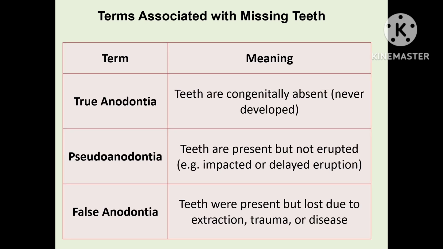Now, based on the cause, missing teeth can be true anodontia, pseudo anodontia, or false anodontia. True anodontia is where the teeth never developed. In pseudo anodontia, the teeth are present but haven't erupted. And false anodontia is where the teeth were present but lost due to extraction, trauma, or disease.